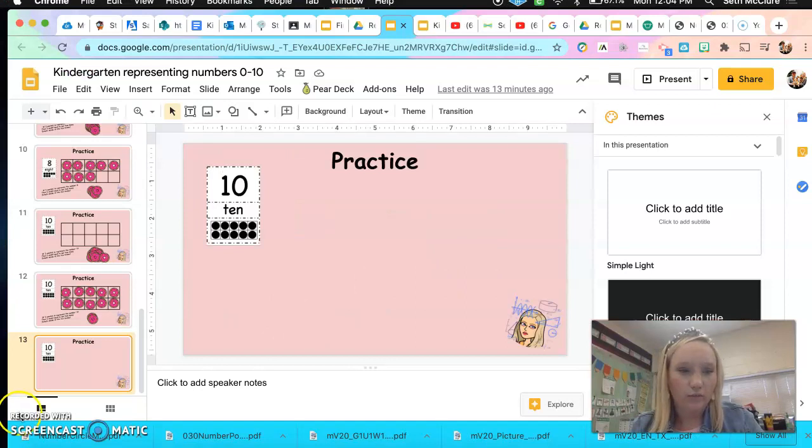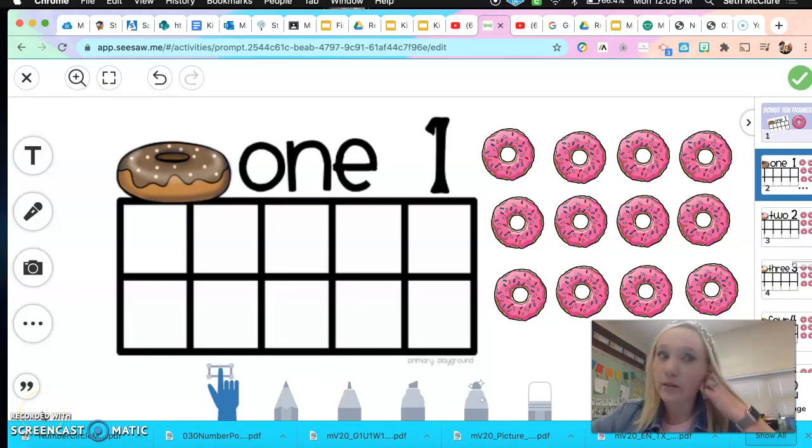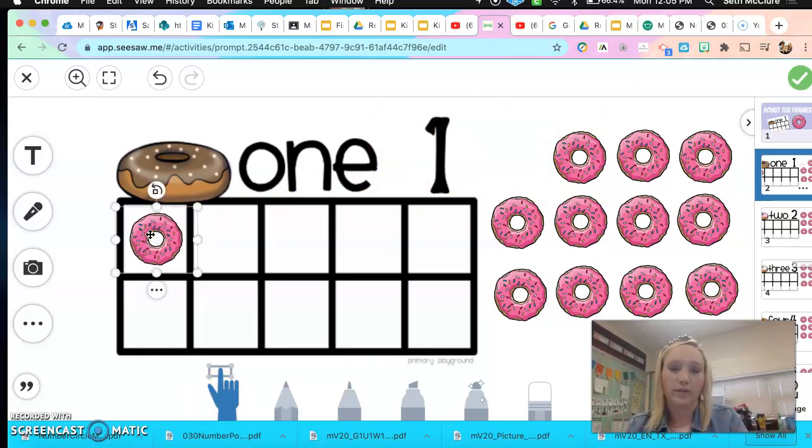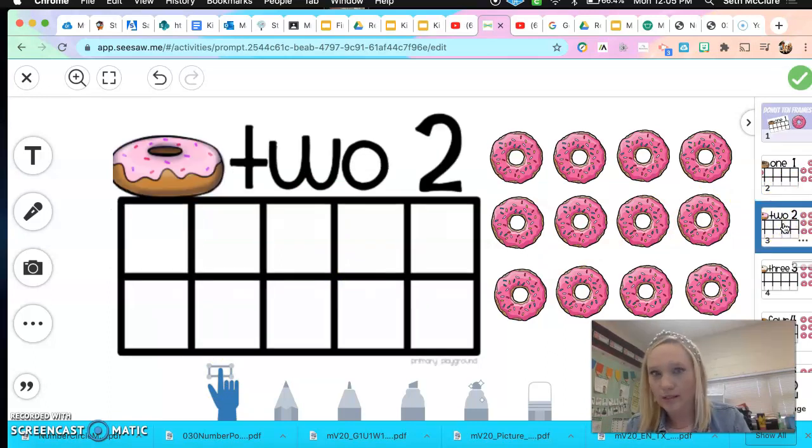Now for your assignment for Mrs. McClure, we are going to go into Seesaw, which is where we're at right now. For your assignment, you have to read the number word and the number, and practice representing that number on the 10 frame. So you will use the drag tool, and to represent the number 1, we're just going to drag 1 donut to represent the number 1 on the 10 frame, right? And then we would move on to the next slide.